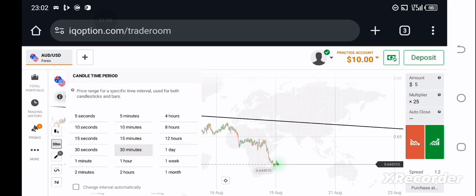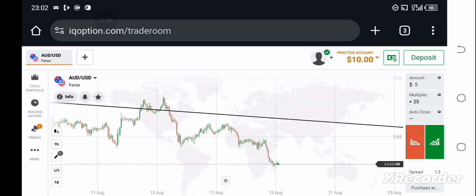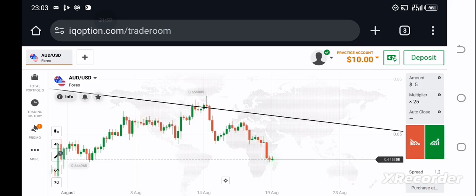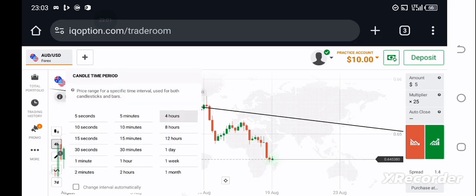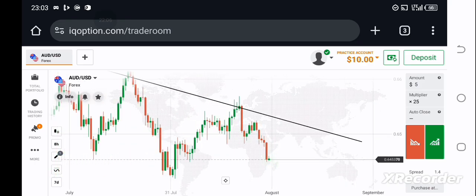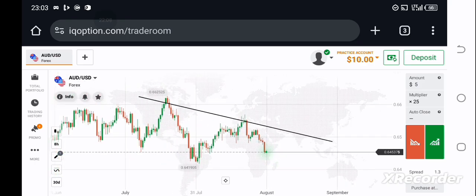Why? Because on the daily chart, the last candlestick was a bearish candle, a very strong bearish candlestick. So every other one will follow suit. That means if you want to open a position even for a lower time frame, you can choose to go with the trend, which is a downtrend. This is for 1 hour. This is for 4 hours. This is 8 hours. You can see that it is a clear downtrend. This is the 8 hours candlestick.